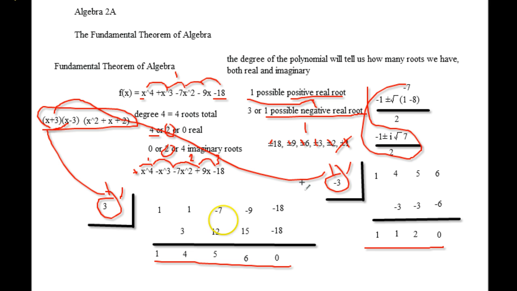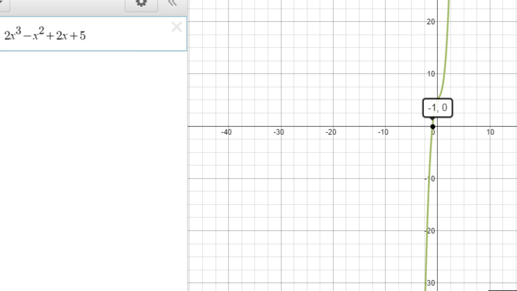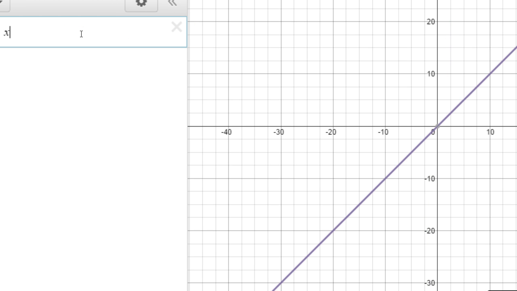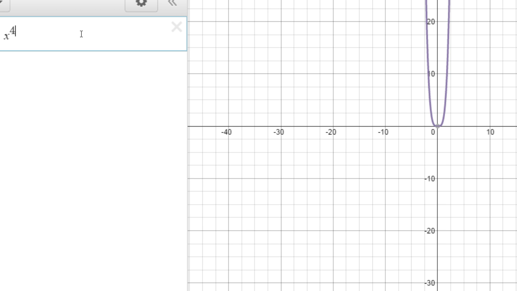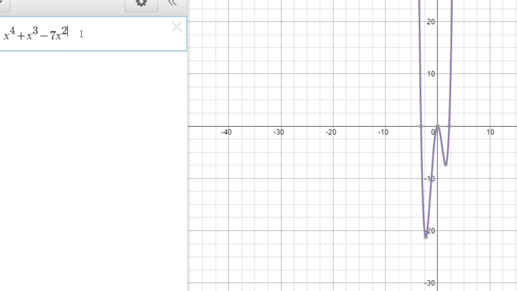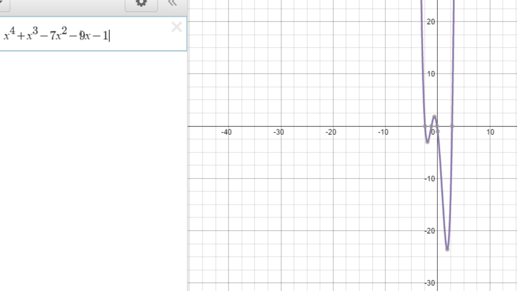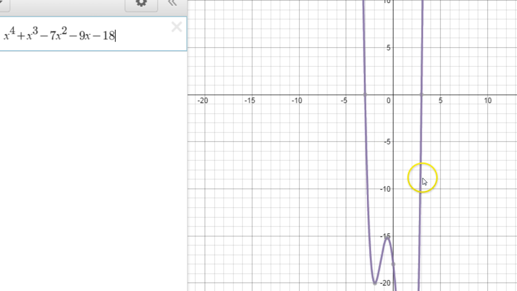Now, honestly, I don't expect you to test out every rational root theorem. I just wanted you to see where it comes from, okay? Just where it's going to. All right, so what you would do is you would actually graph it. x to the 4th plus x cubed minus 7x squared minus 9x minus 18. Okay, so you would actually graph it like that.